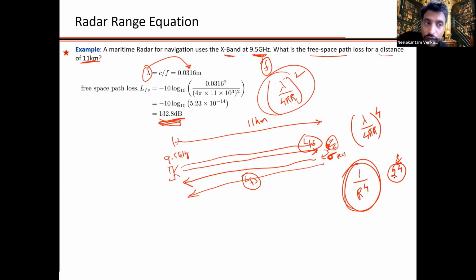So that's why all these military radars are very high power RF devices. They're very expensive.